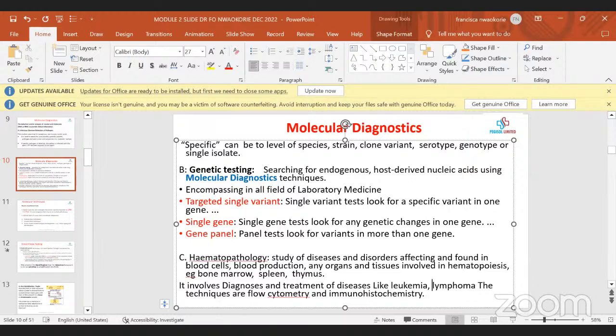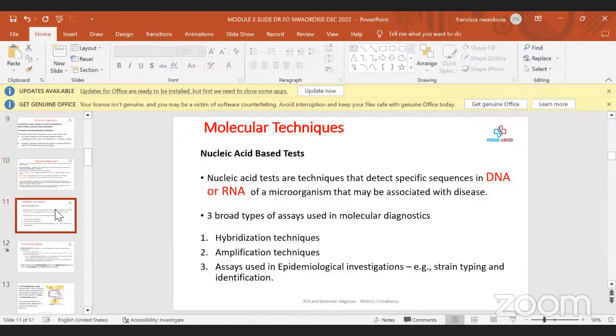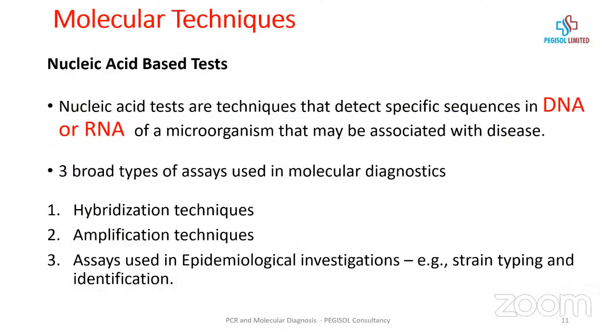That's fine. So I think we are done with the hematology. So I'm moving down to the nucleic acid-based test. So when you hear about nucleic acid test, what does it mean? Nucleic acid test is any test that looks at the deoxyribonucleic acid and the ribonucleic acid of a microorganism that may be associated with a disease, or a cell that may be associated with a disease.